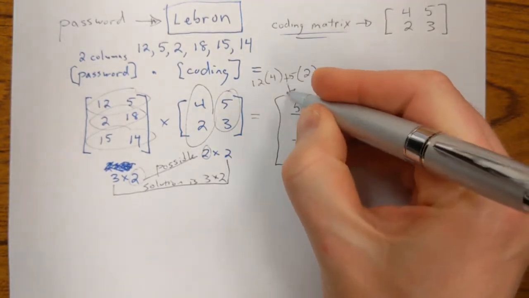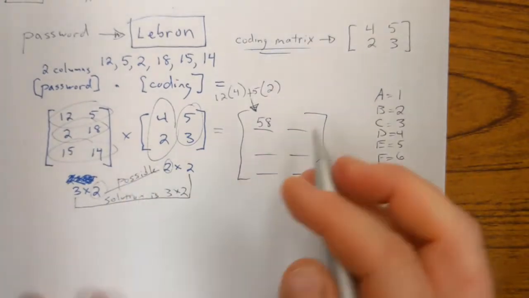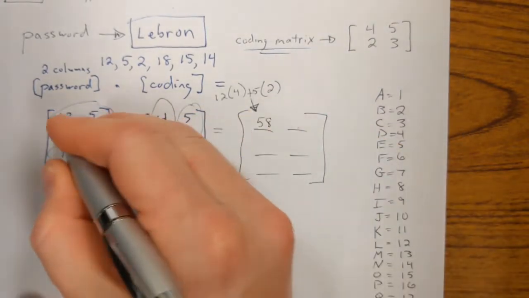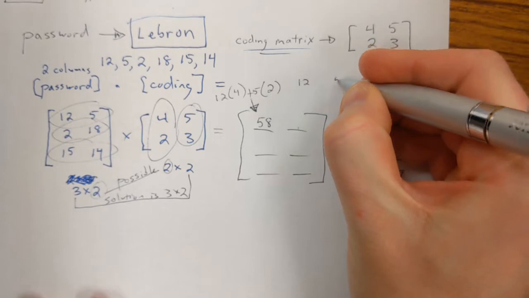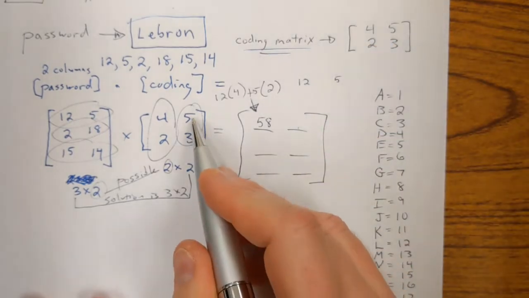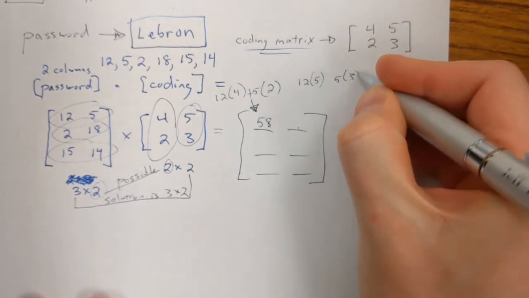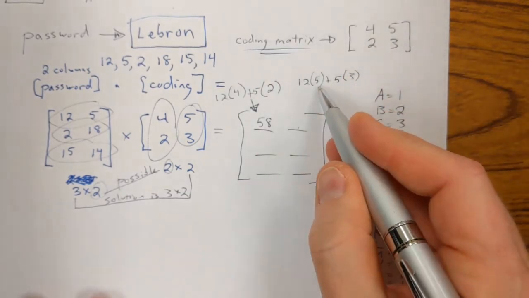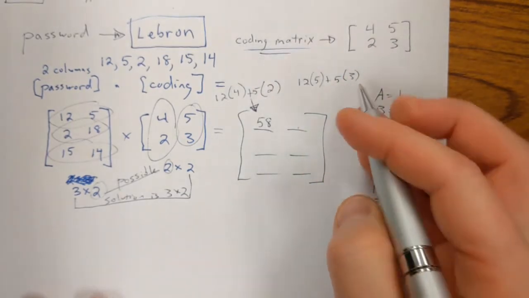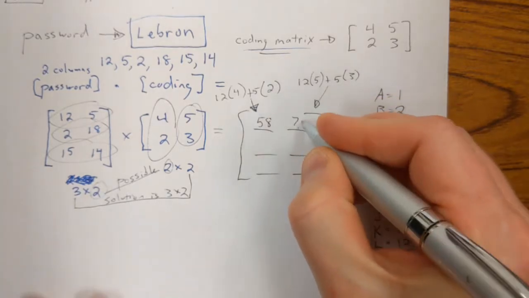Let me do one more, kind of showing all my work. To get my top right answer, I would take my top row of my first, the 12 and the 5, and I would combine it with the right column of the second, the 5 and the 3. 12 times 5 is 60. 5 times 3 is 15. That adds up to 75.